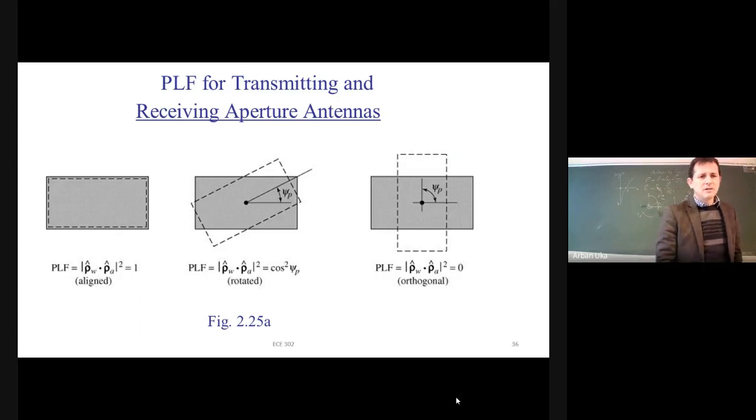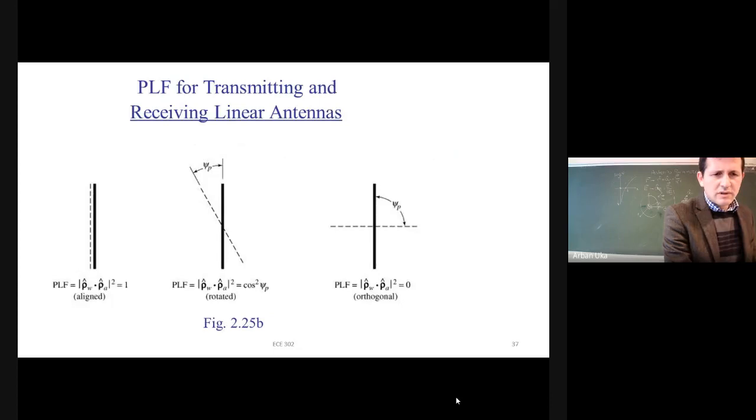And this is how we can visualize the loss factor for transmitting and receiving antennas. We can have one case where the antenna and the wave are completely aligned, which is the first case. In the middle, we have a mismatch by an angle of psi, and then we can have a complete mismatch, meaning they are purely orthogonal, and we lose all of the power.